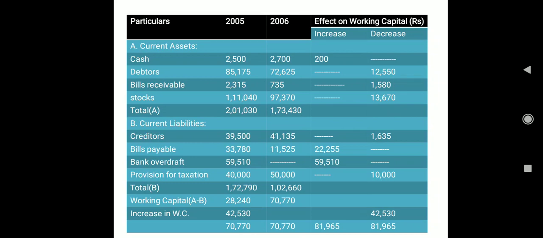Under your fund flow statement we are going to treat the provision for tax in two ways. Somewhere we treat it as a current liability and somewhere as a non-current liability, and usually it is mentioned in your question how you have to treat it.